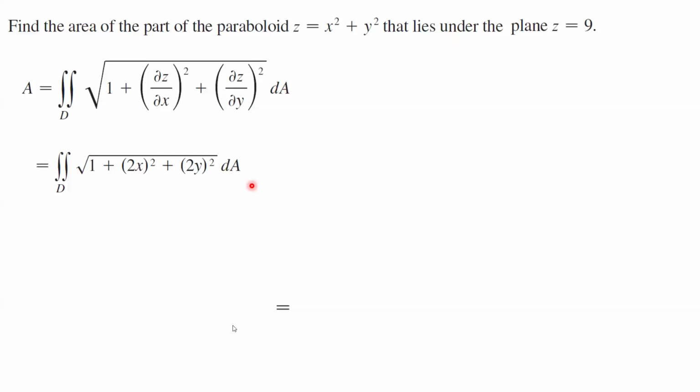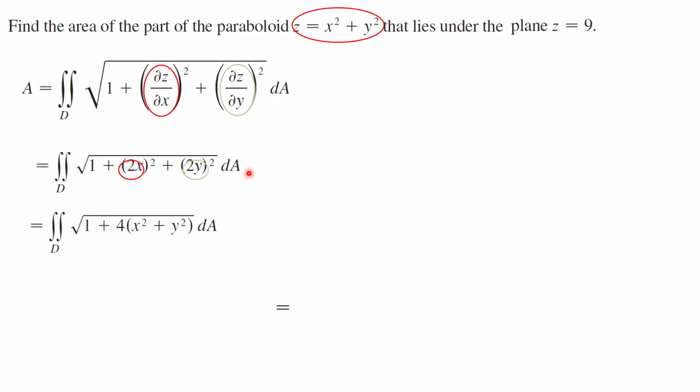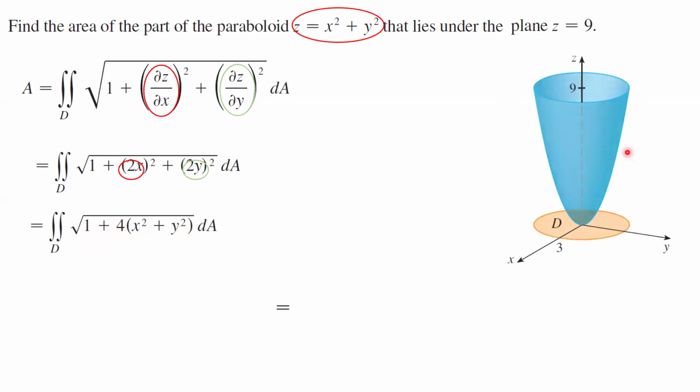This in turn is equal to the double integral of the square root of 1 plus the partial derivative of z with respect to x, which as you can see is 2x, squared, plus the partial derivative of z with respect to y, which is 2y, squared, dA. Now, if you simplify this, you get the double integral of the square root of 1 plus 4(x squared plus y squared) dA.